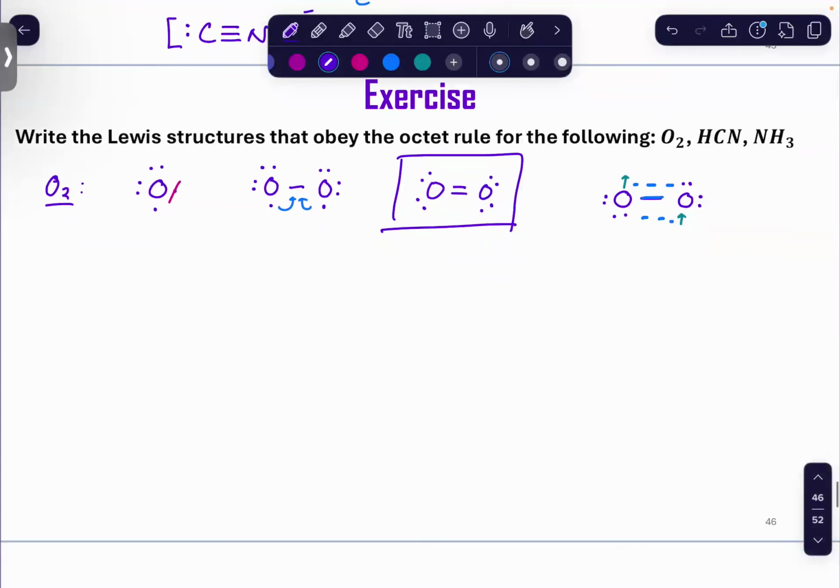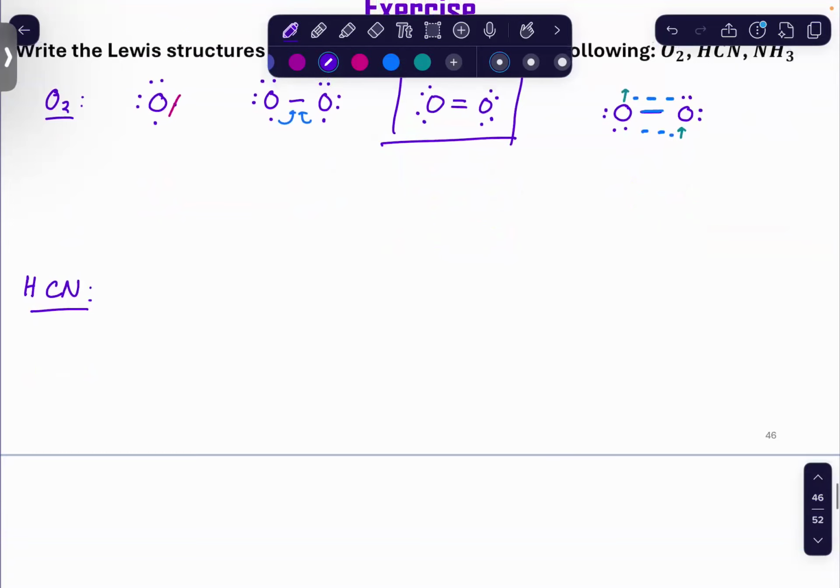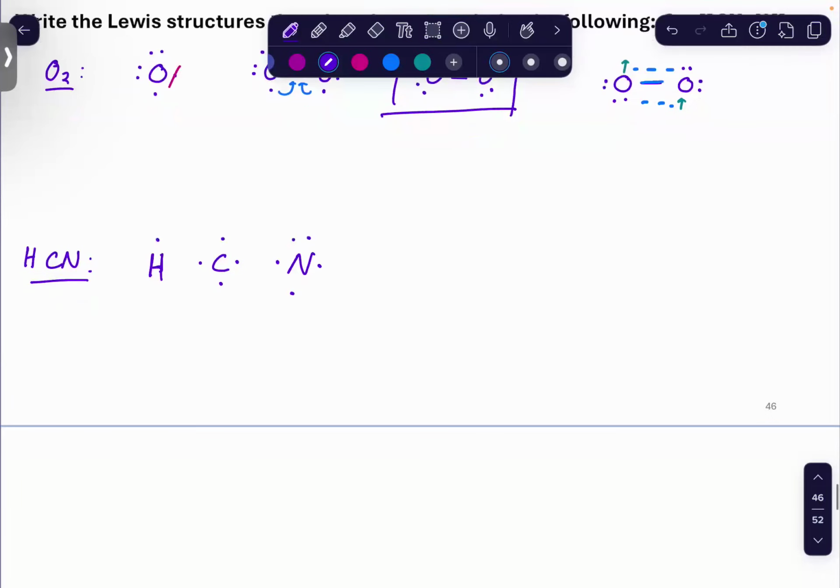So what about HCN? Okay, well, this one's kind of like the cyanide we just did, except we don't need the extra electron. One valence for hydrogen, four for carbon, five for nitrogen. Okay, so carbon's going to be central. And again, this takes practice. It's going to be bonded to nitrogen, bonded to hydrogen.